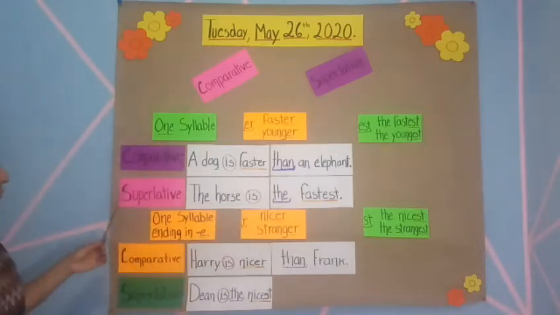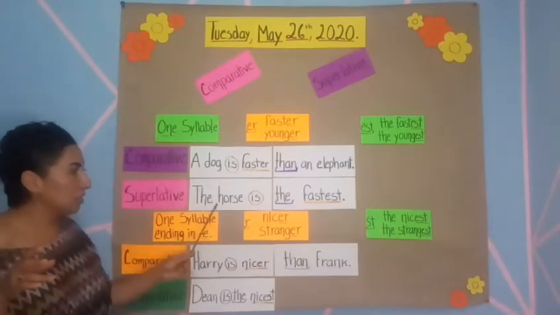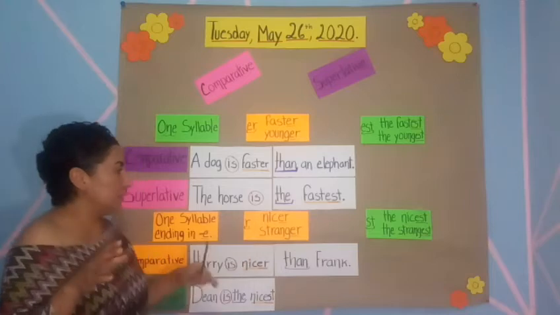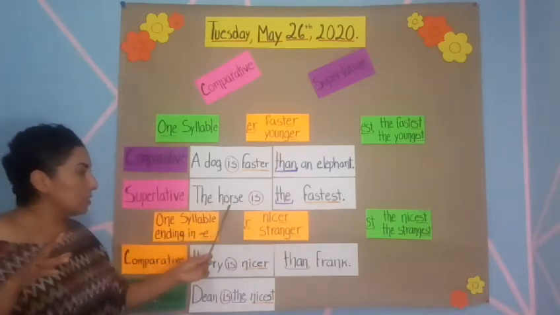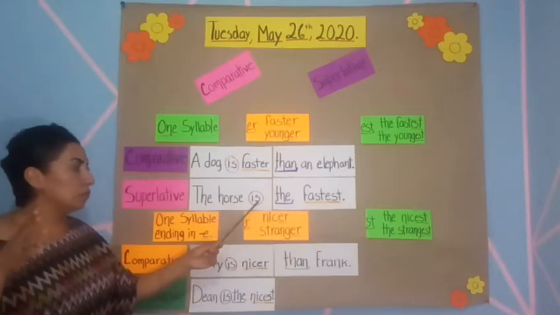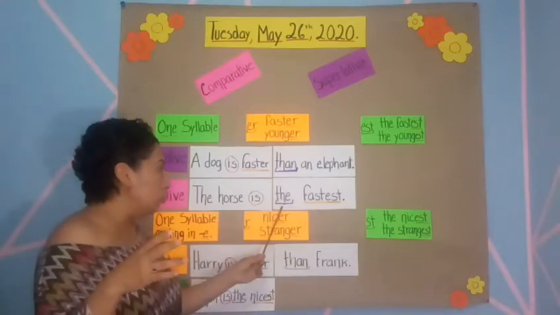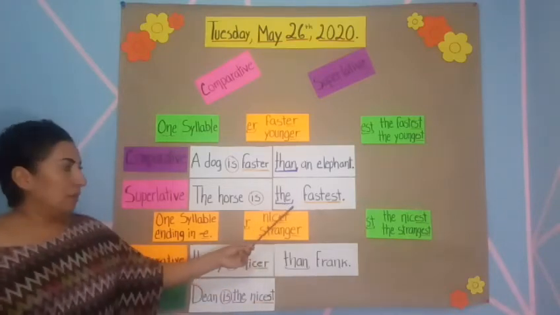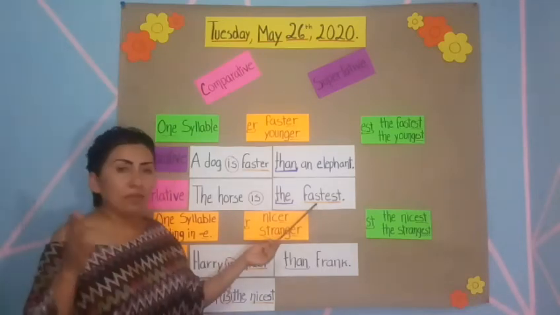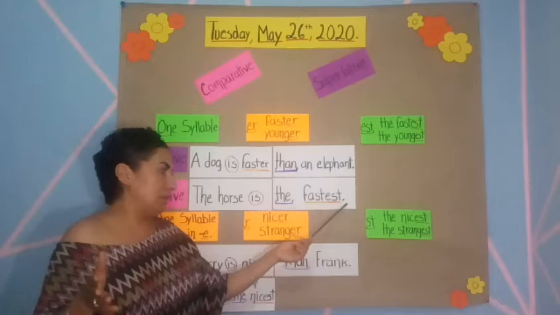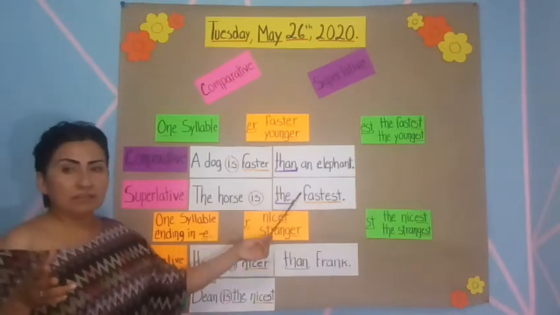Okay? Now, we have another sentence in the superlative form. The horse is the fastest. In this case, we have to build sentences using the noun at the beginning. Later, we are going to use the verb to be in present, and later we are going to use the article that is very important in the superlative form. And last one, we have the adjective plus est. And the example says, the horse is the fastest.